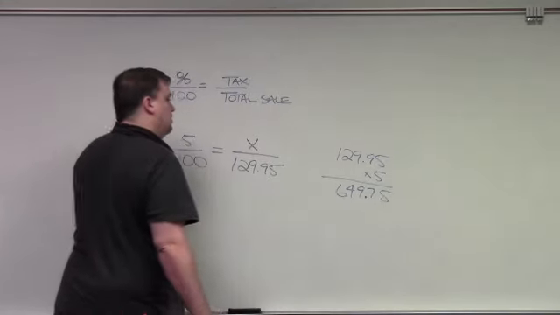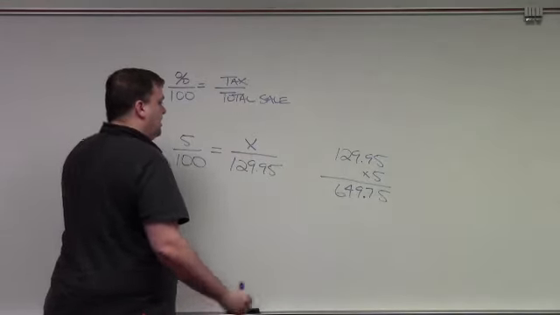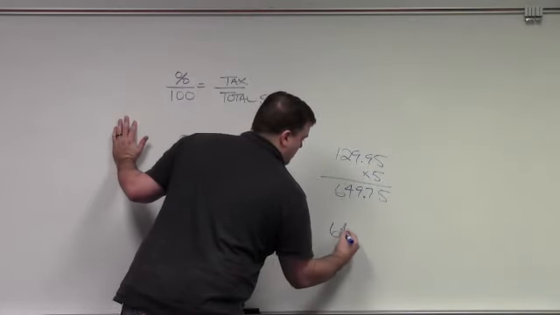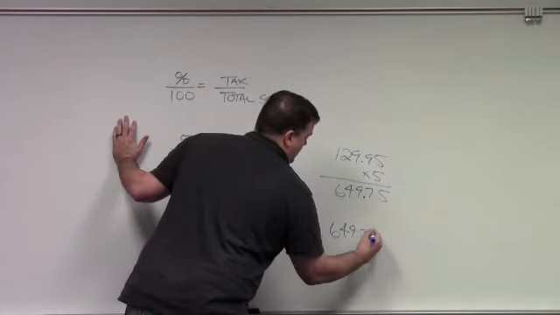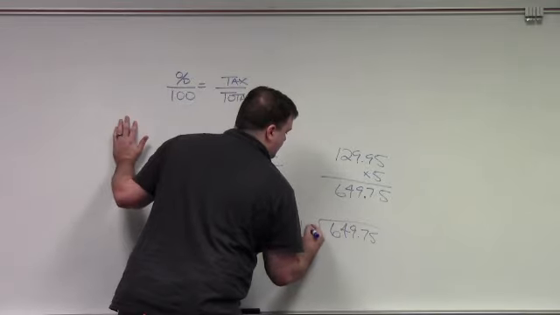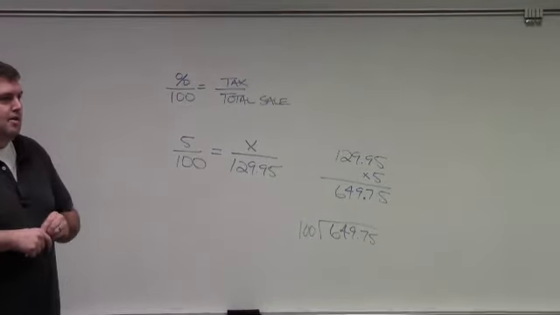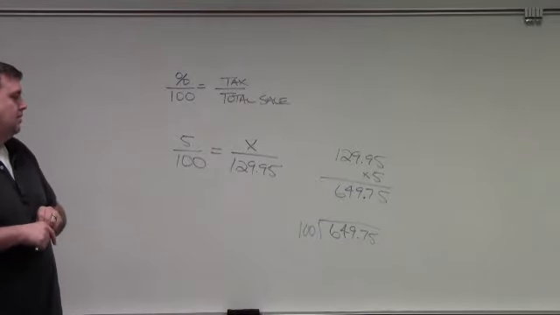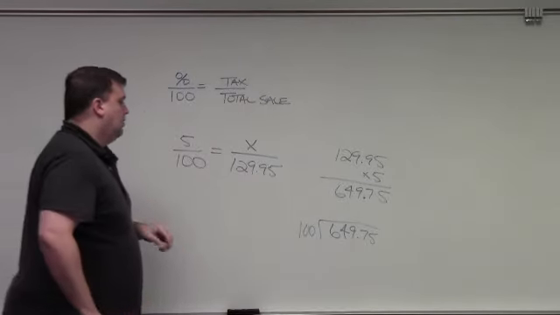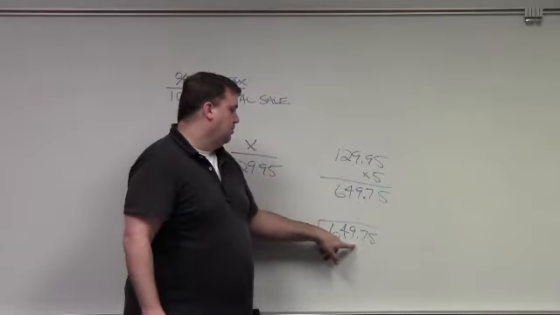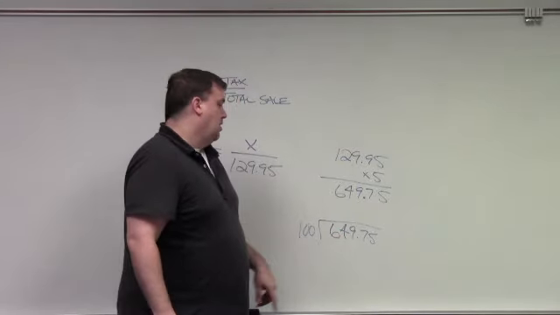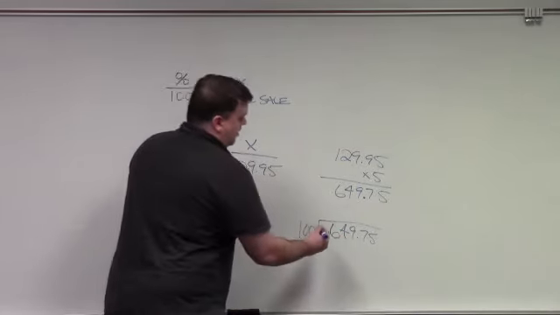649.75. Okay, 649.75. And then I'm going to take that and divide that by 100. So move it over 2 spots. When you divide by 100, you can't use the zero trick here, but you just move the decimal 2 places over. That's a trick we can use.